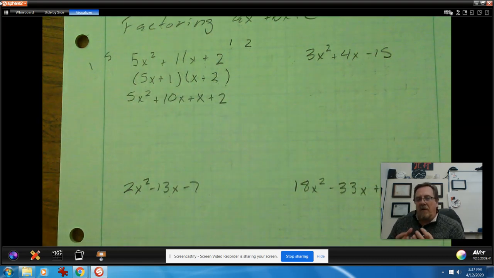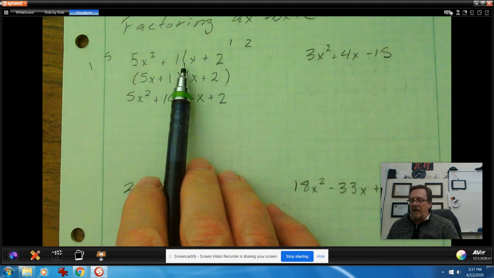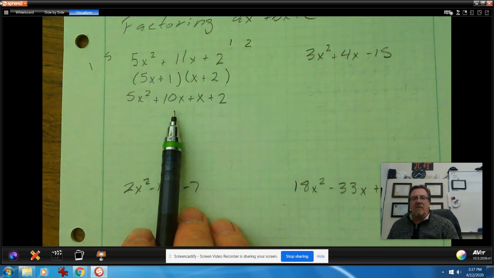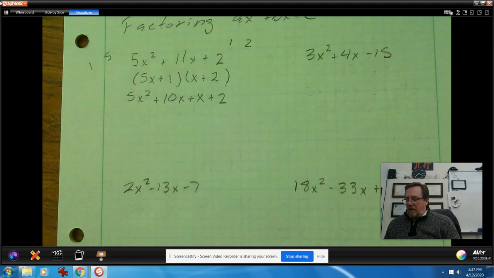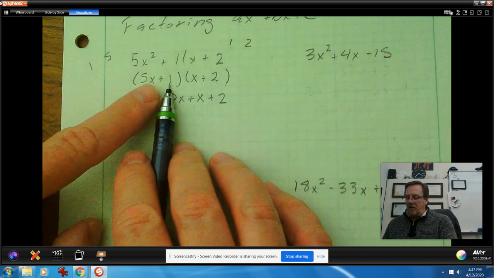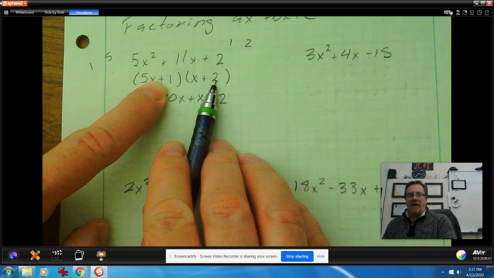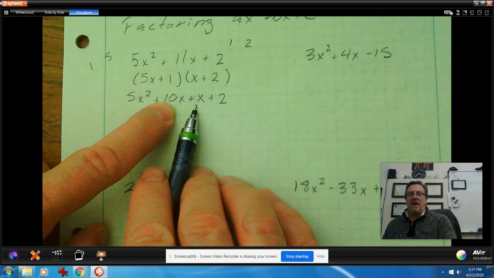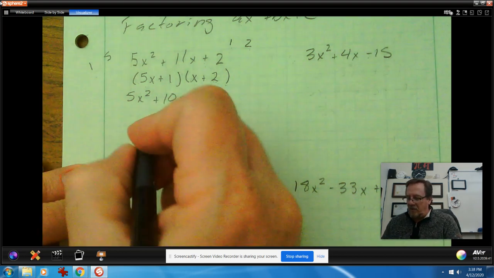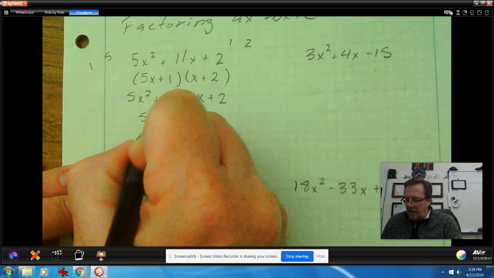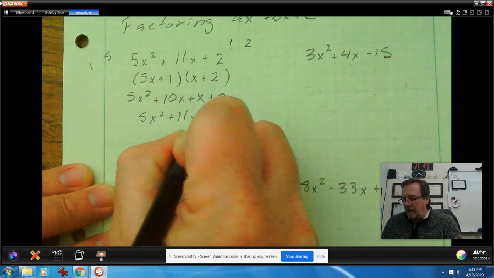This is the point that I was trying to make earlier. The only way to get to 11 is if I can multiply them out and then add, so that I get like 10x plus x to give me 11x. There's no other way that it would work. If I had put the 2 here and the 1 here, I wouldn't get 11 when I combine these numbers together. Okay. So you're going to use that middle term to tell you which ones work. When you combine your like terms here, you get 5x squared plus 11x plus 2.